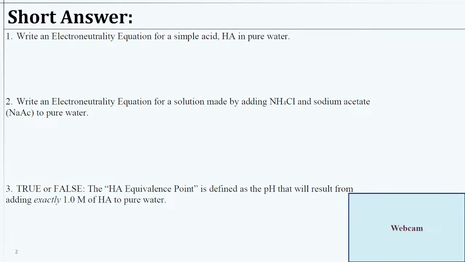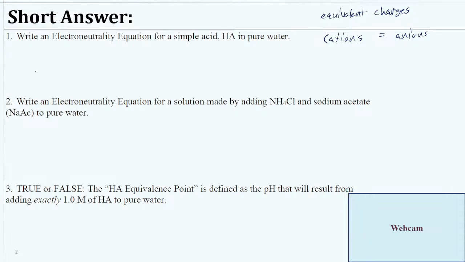But starting from problem 1, I said write out the electroneutrality equation for a simple acid HA in pure water. And I think everybody did pretty well on this. So for the electroneutrality equation, we're going to sum all the cations on one side and anions on the other, set them equal to each other. And this, of course, has to be in equivalent charges, or charge equivalents. And typically, if it's just a single charge, we just put brackets on it, say that's the molar amount, and call it good, right?